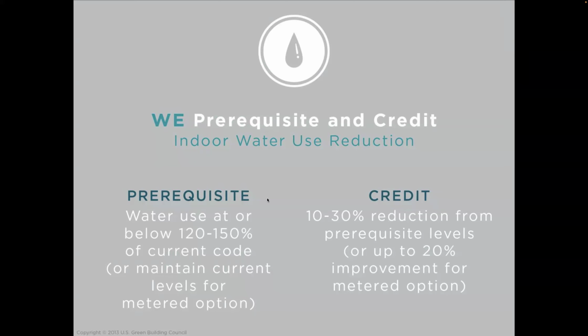Alrighty. So again, the prerequisite is that you have to be at or below 120% or 150%, depending on when your building was built, of the current code or baseline. That's defined in the reference manual, and the calculator that I'm going to show you takes that into account. If you go beyond that, with a 10 to 30% reduction from the prerequisite levels of the 20% improvement, you get points, depending on how much additional savings you have.